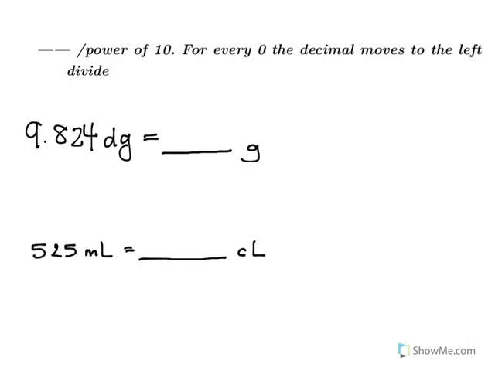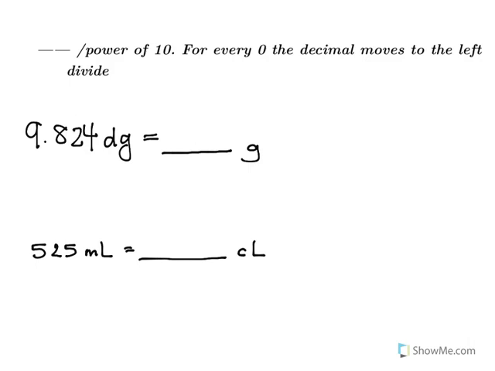Now, we're going to go from a smaller unit to a larger unit, and this is the opposite for the powers of 10. So remember, for every 0, the decimal moves to the left. When we convert a smaller unit to a larger unit, we're dividing. And when we're dividing with metric units, we're moving the decimal to the left. So in this case, I have 9 and 824 thousandths decigrams, and I want to go to grams.